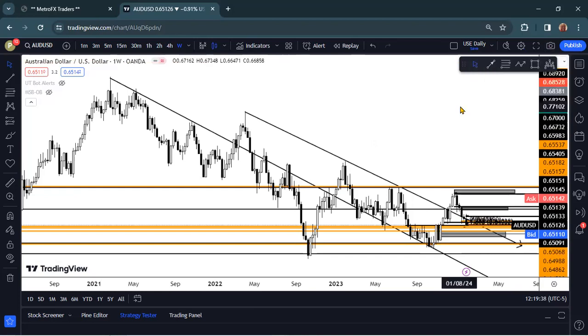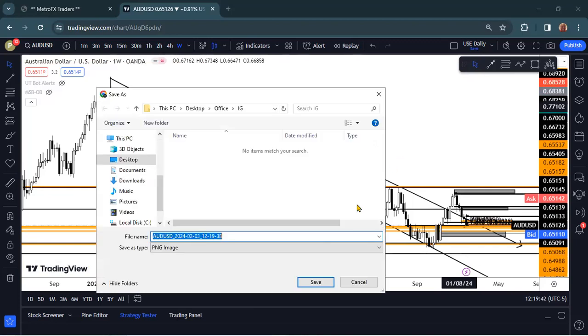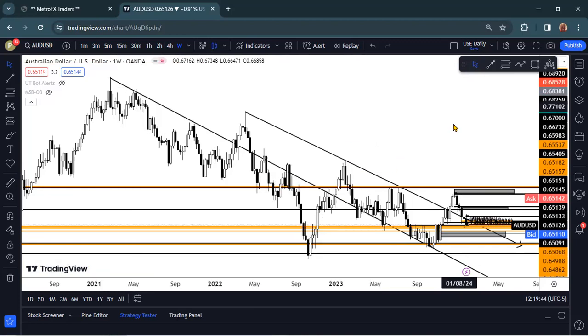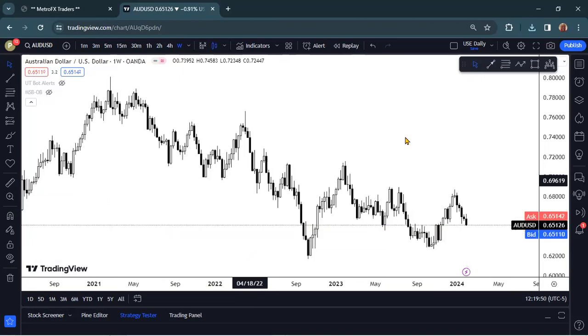Just want to copy this really quick, download it on my computer here. Okay, so I'm going to erase this, everything here. And this is a naked chart, right? This is a chart of AUD USD.